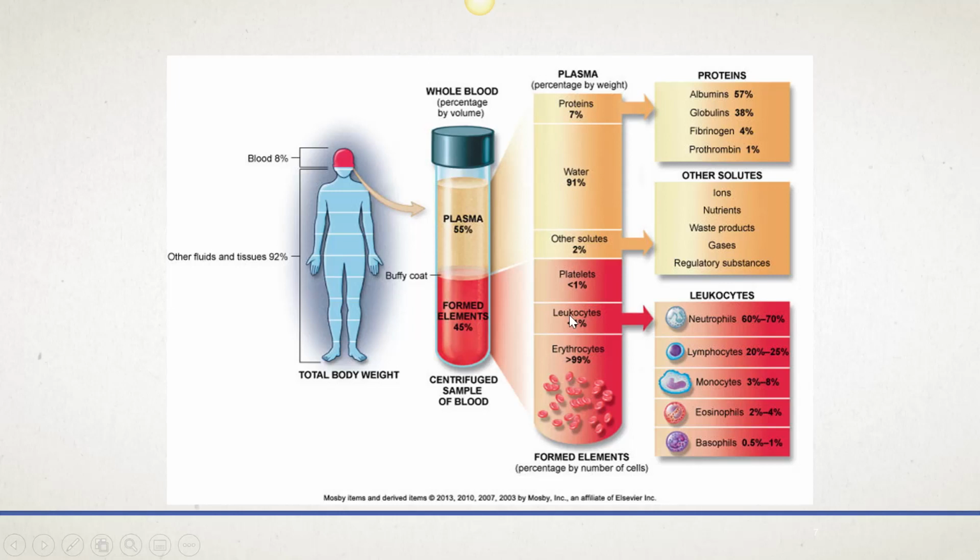Of the leukocytes, or of the white blood cells, neutrophils are the most numerous, followed by lymphocytes, then monocytes, eosinophils, and basophils. Later on, we're going to talk about the function of each one of these different types of cells. Erythrocytes make up a majority of the formed elements.